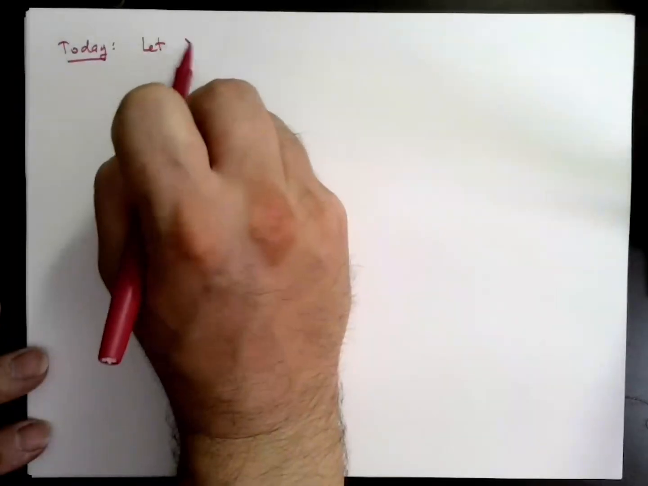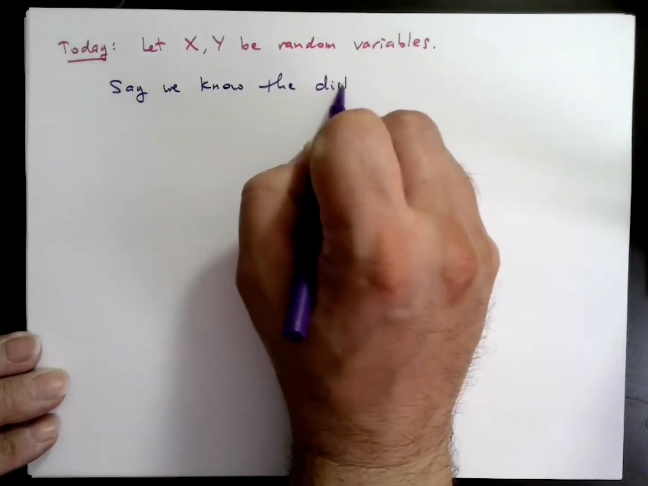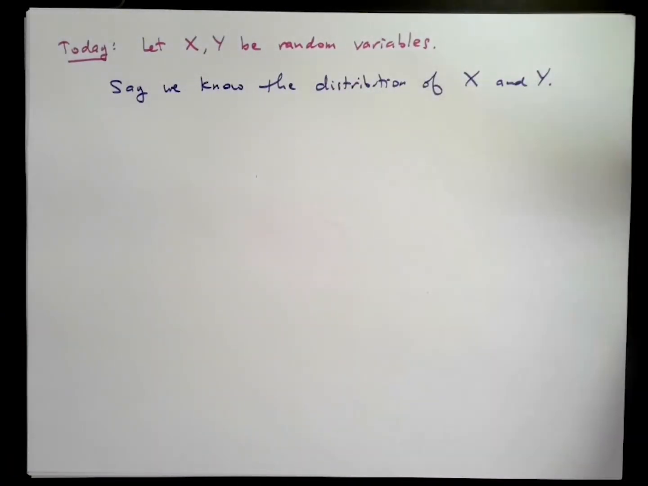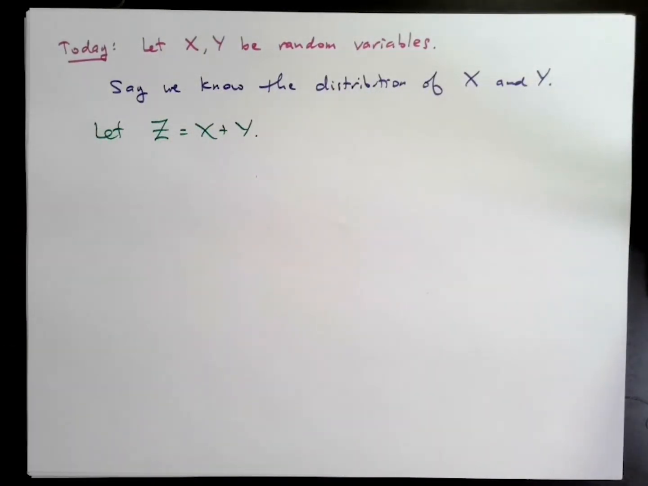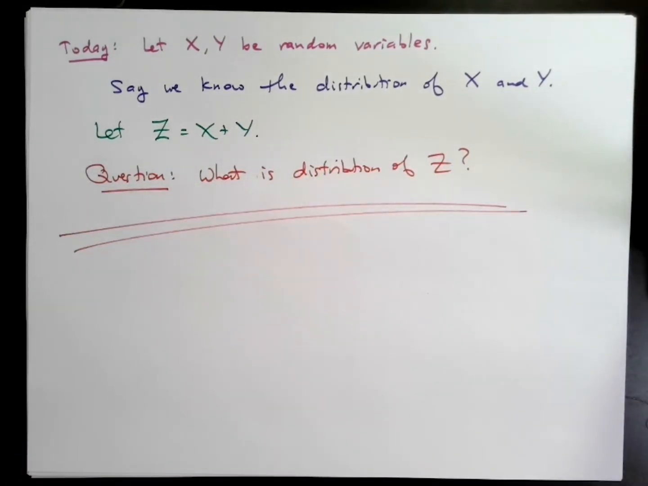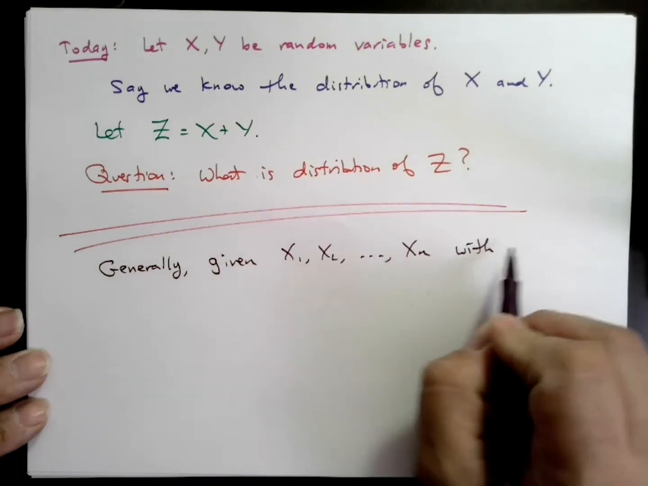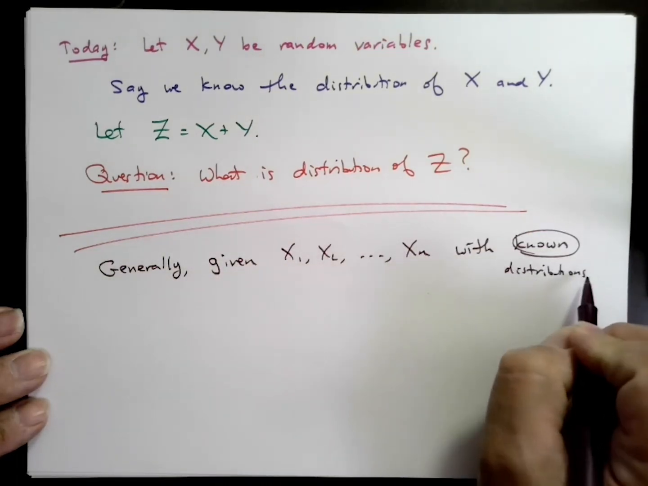Okay, today we're going to ask the following question. Let's say we have two random variables, x and y, and say we know the distribution of x and y. Now let's add x and y to get the random variable z. What is the distribution of z? More generally, given n random variables with known distributions, how do we get the distribution of their sum exactly?